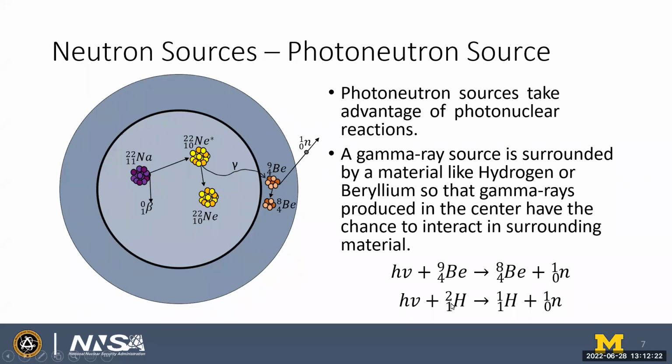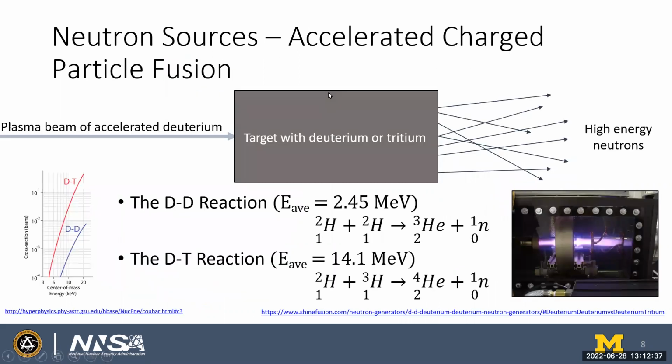We can also see the same thing with deuterium, as you see below. So naturally, these atoms of beryllium and hydrogen aren't going to be in these excited states and emitting neutrons, but you can cause them to emit the neutrons with photonuclear interaction.